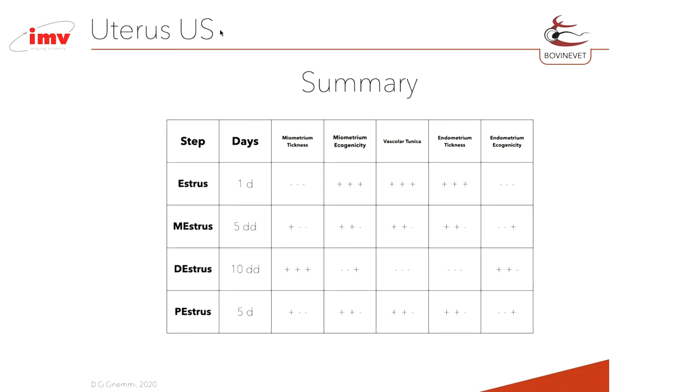Well, here in this table, I made a summary of what happens for myometrium and endometrium thickness, and myometrium and endometrium echogenicity, but also I show what happens to the vascular tone during estrus, metestrus, diestrus, and proestrus. And I hope that can help you to understand a little bit better what is happening during the different steps of the estrus cycle in the uterus.